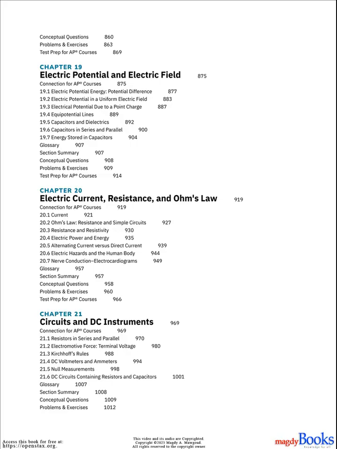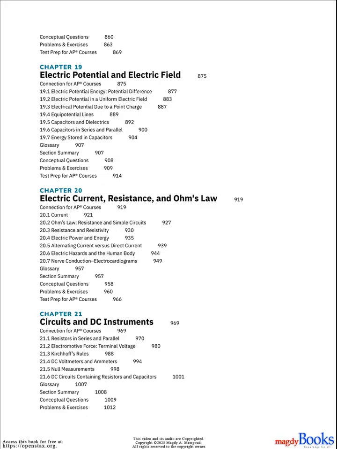Chapter 19. Electric potential and electric field. Connection for AP courses. 19.1. Electric potential energy. Potential difference. 19.2. Electric potential in a uniform electric field. 19.3. Electrical potential due to a point charge. 19.4. Equipotential lines. 19.5. Capacitors and dielectrics. 19.6. Capacitors in series and parallel. 19.7. Energy stored in capacitors. Glossary. Section summary. Conceptual questions. Problems and exercises. Test prep for AP courses.